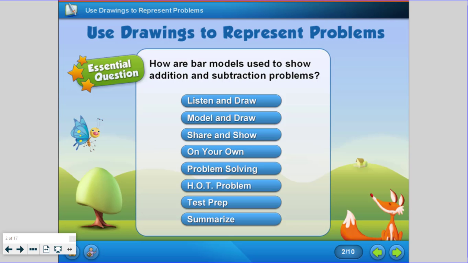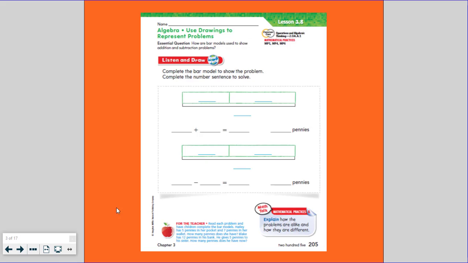All right, so let's talk about our lesson today. So our essential question for today is, how are bar models used to show addition and subtraction problems? So we're going to come up with a new way, or not even necessarily new. I think you saw this in first grade, but we're going to go over a way to represent a problem using a drawing. And that drawing that we're going to use to represent a problem is called a bar model. So that's what we're going to be using today, our bar models.